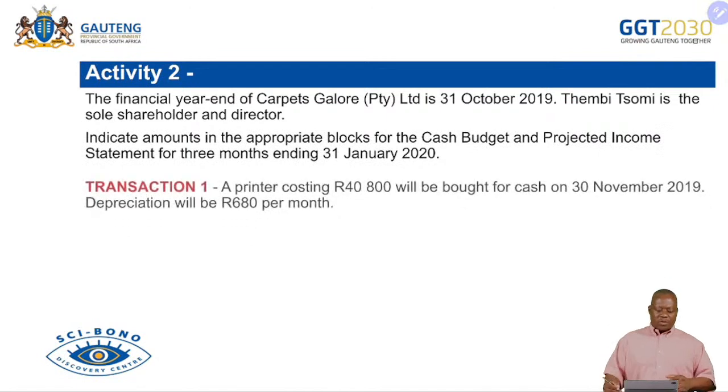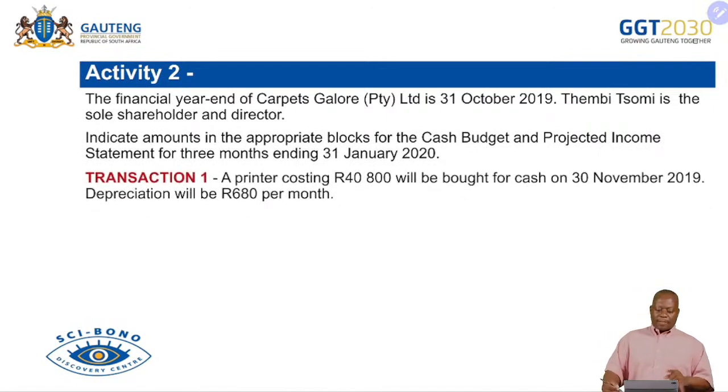So we are going to start with transaction number 1. A printer costing 40,800 will be bought for cash on 30 November. So it means the cash is going to be paid in November. Very important, depreciation is going to be 680 per month. Where is it going to be recorded? Let's deal with the figure that we are going to pay in November.